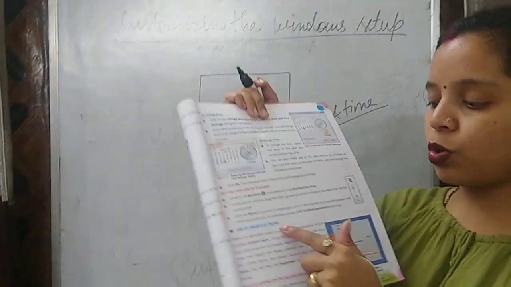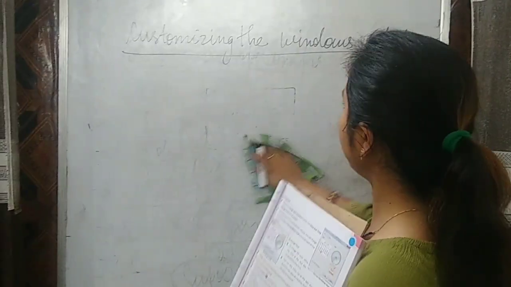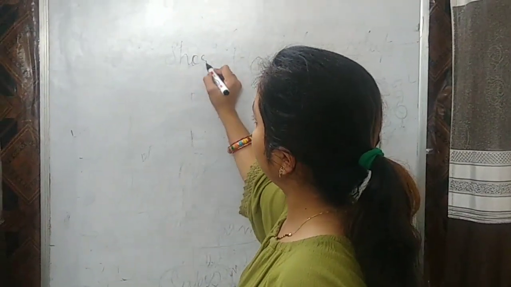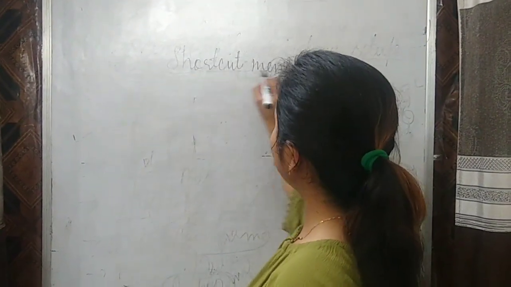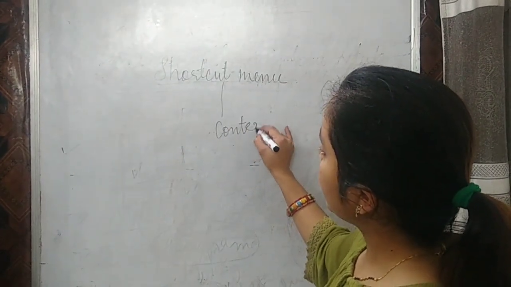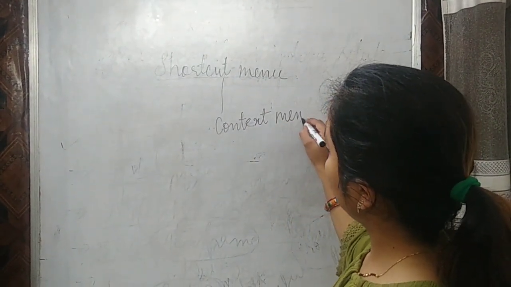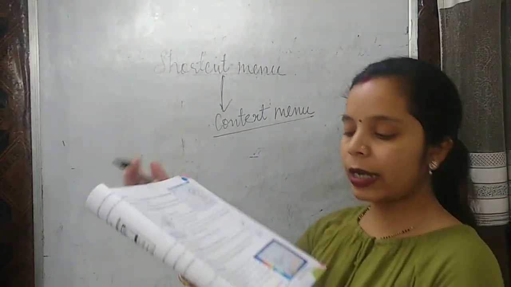Now next is the use of shortcut menu. So all have understood changing the date and time and changing the volume of the speaker. Now in your book, the next topic given is shortcut menu. Now what is this shortcut menu? This shortcut menu is also known as context menu.